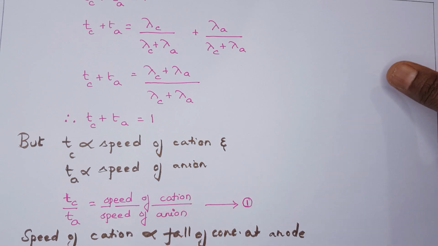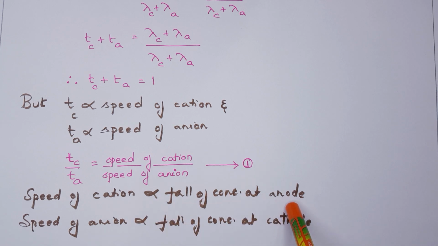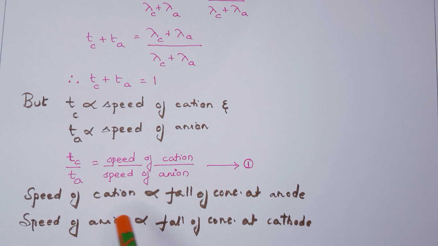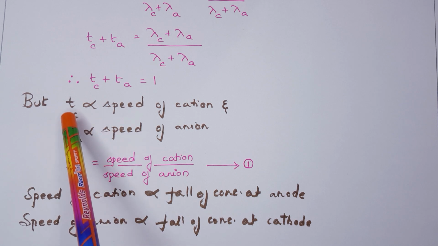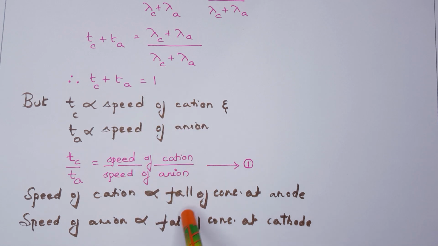In turn, the speed of cation is proportional to the fall of concentration at the anode. Again, students, speed of cation. Here what did you learn? Tc is proportional to speed of cation. In turn, the speed of cation is proportional to the fall of concentration.